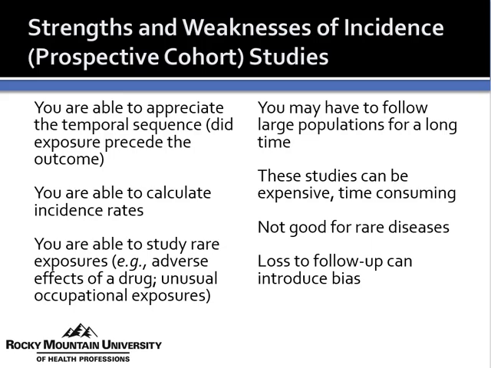You may have to follow large populations for a long period of time. That would be a weakness. These studies can be expensive or time-consuming. That would be a weakness. They're not good for rare diseases. Why do I say that? Well, let's say you have the ability to monitor 50,000 people. But what if the disease only occurs in every 300,000 people, and you've got the wrong 50,000 that you're following?